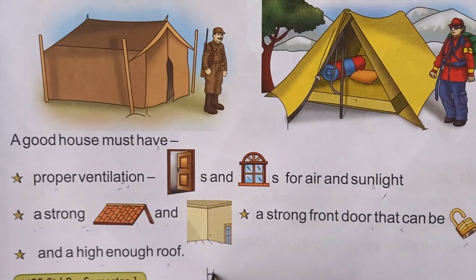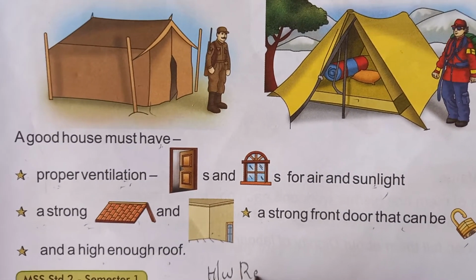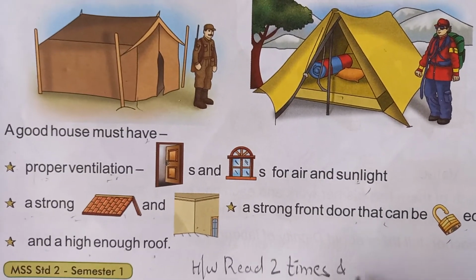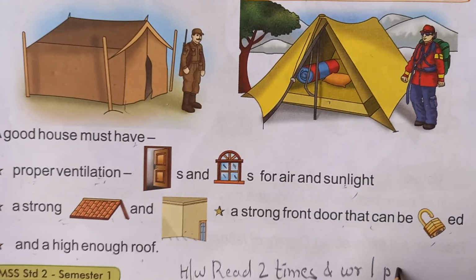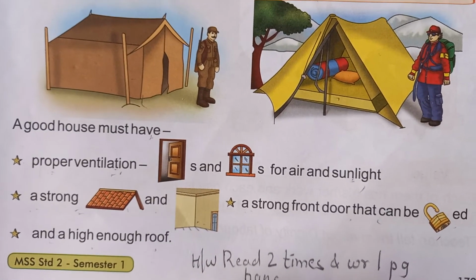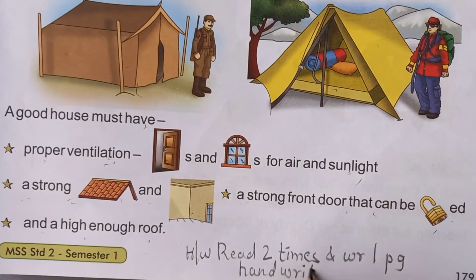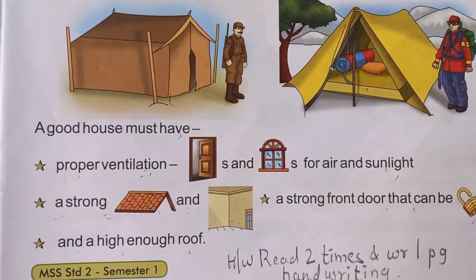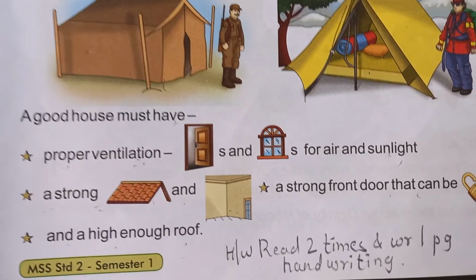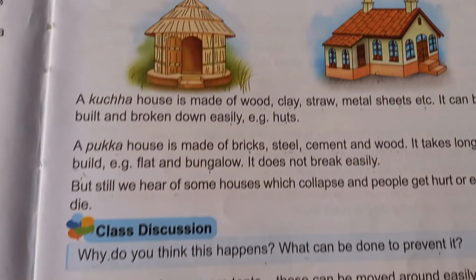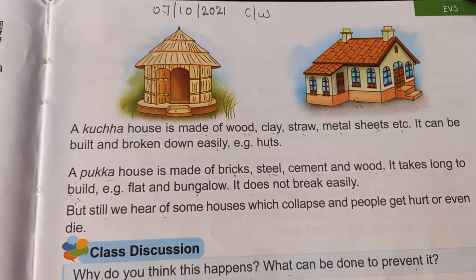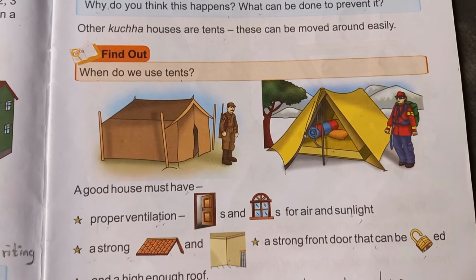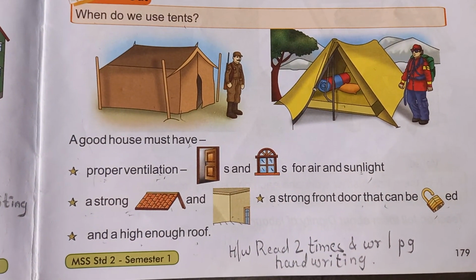So note down your homework children. Homework: read 2 times and write 1 page handwriting. And see children, tomorrow I have sent one video clip to you. Once again, repeat that video clip, see, and you will understand about a kacha house and a pakka house. So read this page 2 times and you have to write very neatly 1 page handwriting.